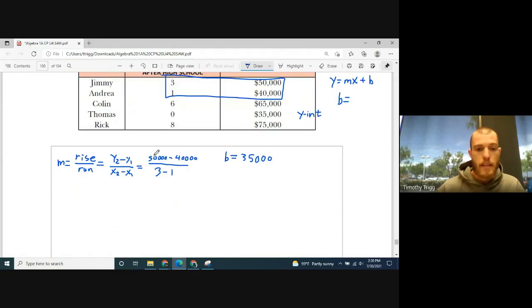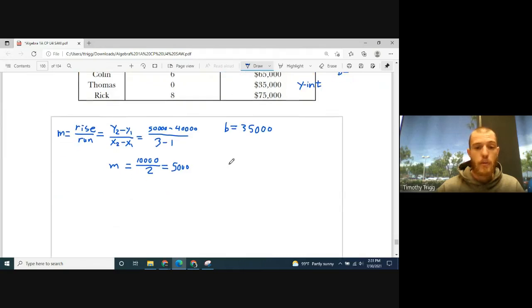Okay, so 50,000 minus 40,000, that gives us 10,000, over 3 minus 1, which is 2. So that gives us a slope of 10,000 divided by 2. That's 5,000. So now we have our m and we have our b. So now we should be able to write our equation. Y equals mx plus b, y equals m, which is 5,000, x plus b. So this is your equation here.